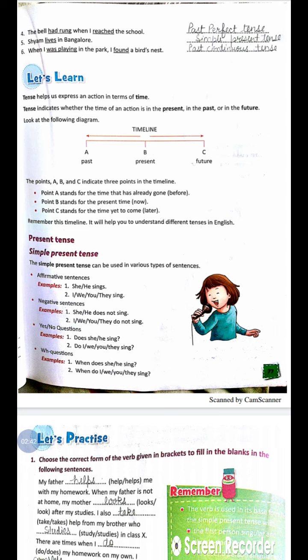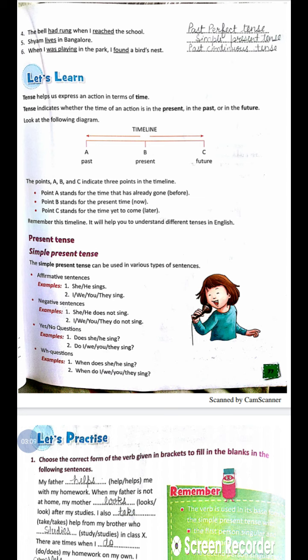Okay. Now the next thing is tense indicates whether the time of an action is in the present, in the past or in the future. The points A, B and C you can see in the timeline. Point A stands for the time that has already gone. Point B stands for the present time. Point C stands for the time yet to come.